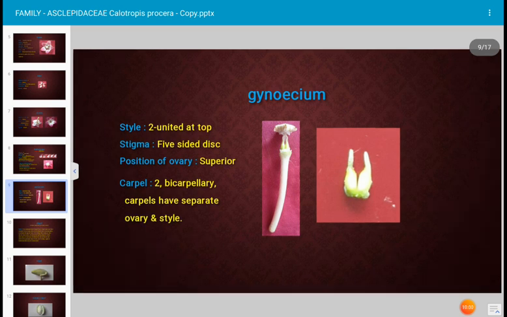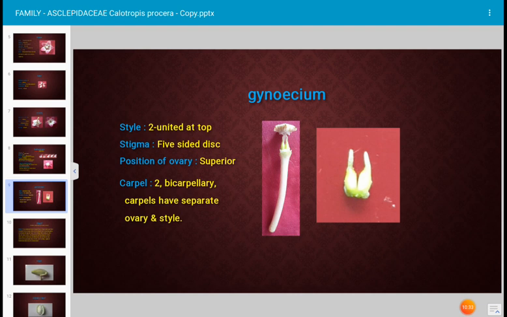This is the gynoecium of Calotropis procera, Family Asclepiadaceae. Gynoecium is the female part of the flower, which consists of ovary, style and stigma. In this flower of Calotropis procera, there are two styles which are separate at the basal region but united at the top. Stigma is a five-sided, five-angled disc-like structure.